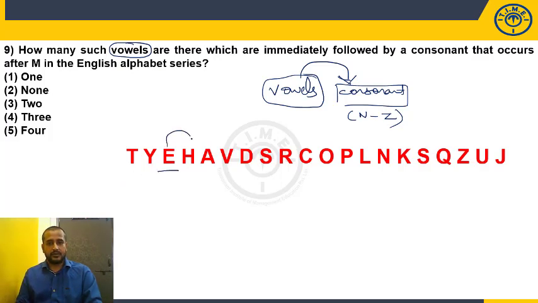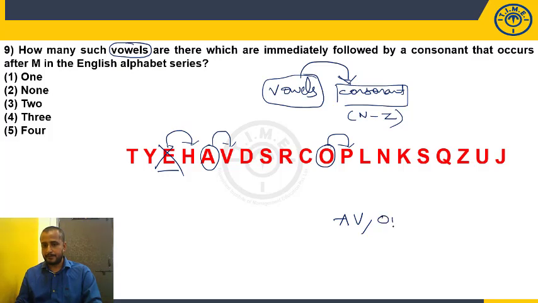E. Is it followed by a consonant? Yes. Is it between N to Z? No. So not required. Next vowel, A. Is it followed by a consonant? Yes. Is it between N to Z? Yes. V is between N to Z. So AV. Next vowel. Where is the next vowel? O. Is it followed by a consonant? Yes. Is it between N to Z? Yes, because it should be occurring after M only.